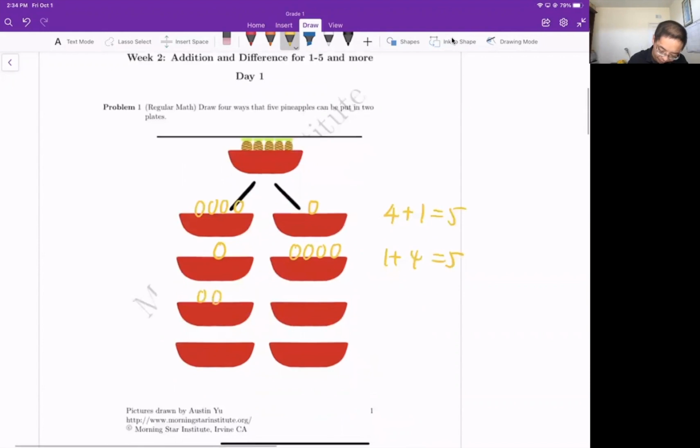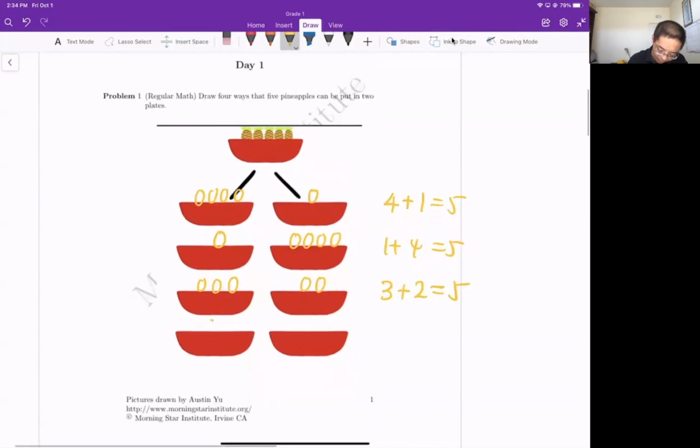Or we can put 3 pineapples in one plate and 2 pineapples in the other, and this one is 3 plus 2 equals 5. The last one is 2 pineapples in one plate and 3 pineapples in the other, which is 2 plus 3 equals 5. So these are 4 different ways to put 5 pineapples into 2 plates. Here, we do not include 5 plus 0 or 0 plus 5 because we have 2 plates, and obviously we want each plate to have at least 1 pineapple.